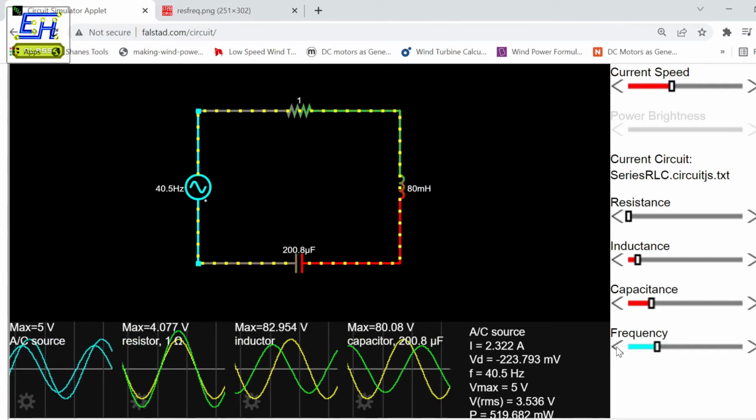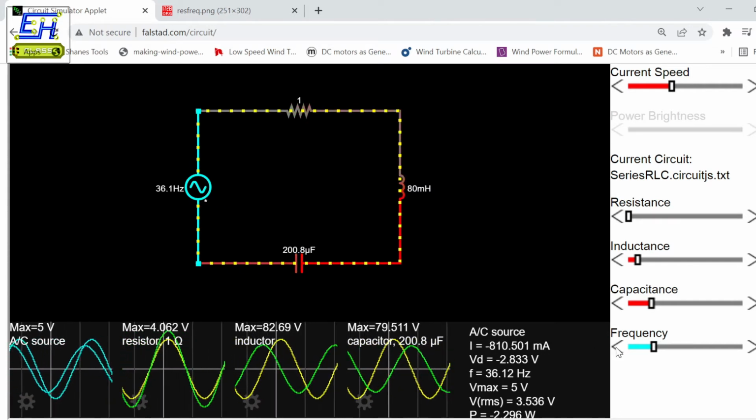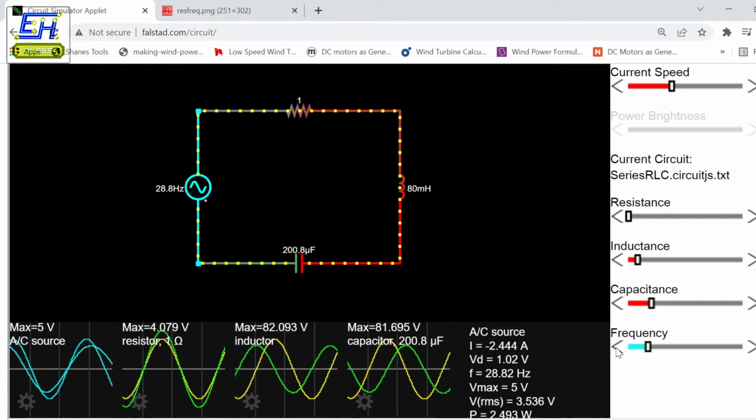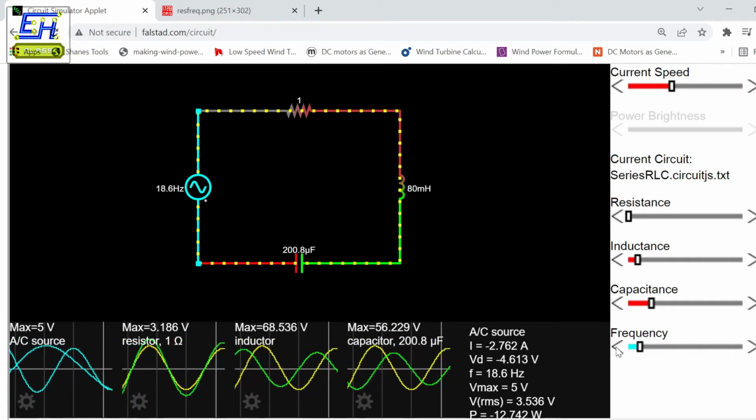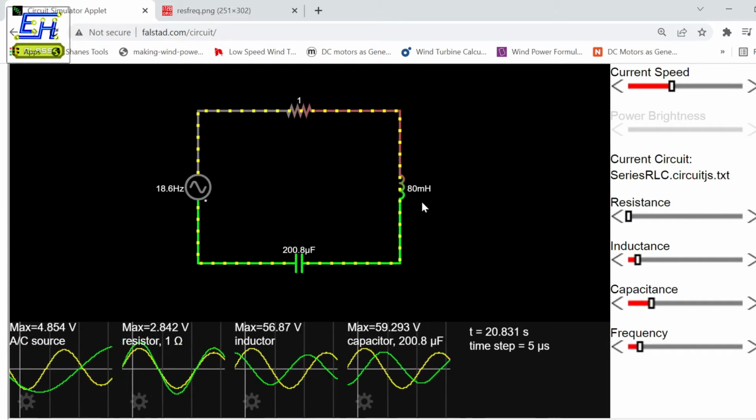And now let's decrease the frequency. I am decreasing the frequency. Now notice, you have decreased the frequency and again the current has reduced.